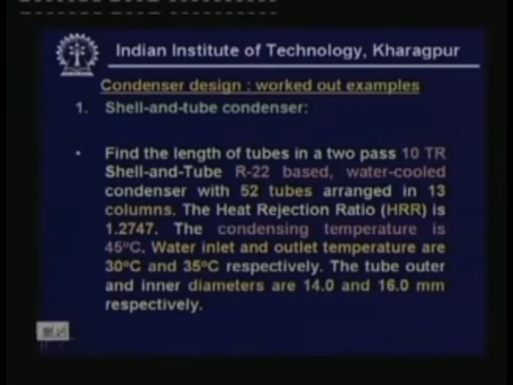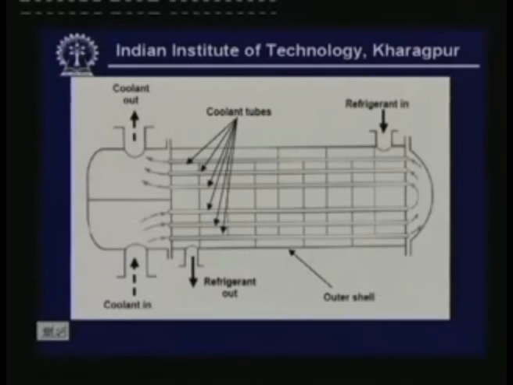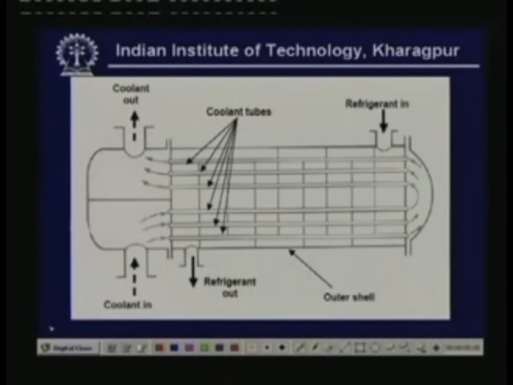So, now let us look at how to solve the problem. This is the schematic. Last class I showed this schematic of a 2-pass shell and tube type of condenser, and as I have explained to you, here refrigerant is on the shell side. Refrigerant enters at the top, and it condenses as it comes in contact with the tubes, and the liquid refrigerant goes out from the bottom, and water enters from the bottom. Coolant is nothing but the water, and it flows through these tubes.